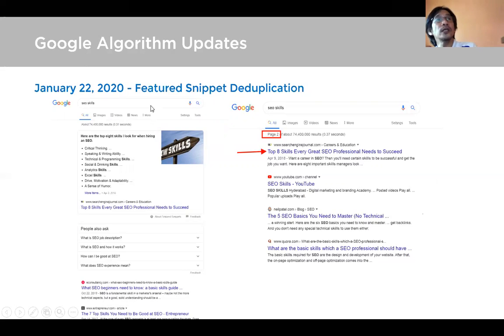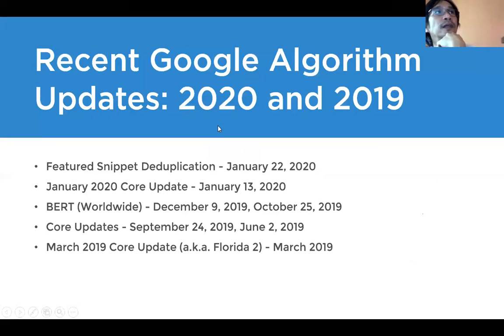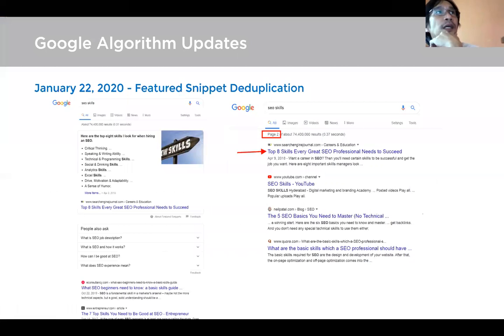For example, in this particular example, which I got actually from Search Engine Land, you should follow that resource. If you search for SEO skills, okay, if you notice on the first page, before the featured snippet update, if you search for SEO skills, you will get searchenginejournal.com on the first page being showcased as a snippet. That's what we call a snippet. It has some descriptive information already, plus the title and the URL. The snippet is above those two.